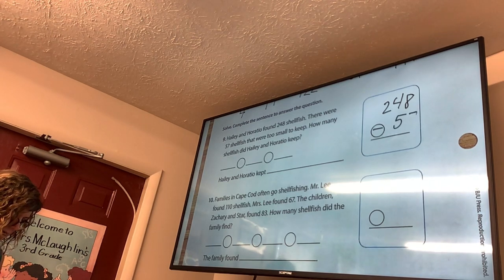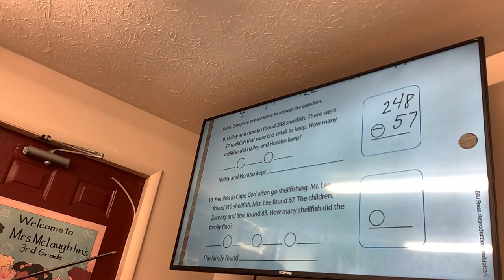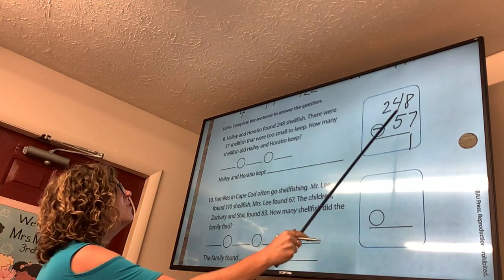Again, remember to line it up neatly. All right, so the 8 minus 7 is? 6. Does 6 plus 7 equal 8? Oh. 8 minus 7 is 1. Does 1 plus 7 equal 8? Yes. All right, then we come to the middle and we have 4 minus 5.